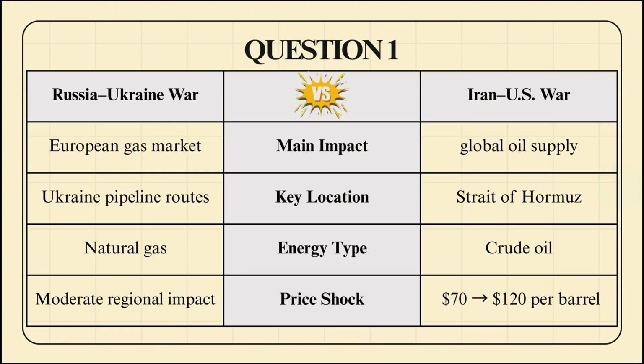Let's move to question 1. We compare this with the Russia-Ukraine war. The key difference is that the Russia-Ukraine war mainly disrupted European natural gas markets through pipeline routes, a regional impact with moderate price shock. The Iran-US conflict is far more severe for 3 reasons. The Strait of Hormuz is irreplaceable, with no quick alternative route for that volume of oil. Crude oil is globally priced, so any disruption instantly affects prices worldwide, and higher oil prices cascade into transportation, manufacturing, and agriculture costs across every sector and country, making the impact both faster and far more widespread.